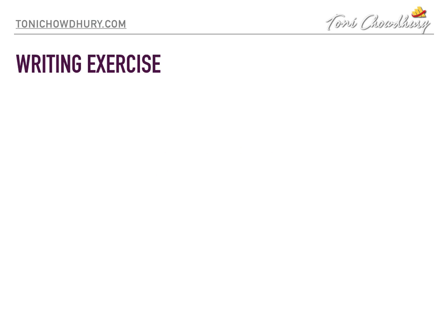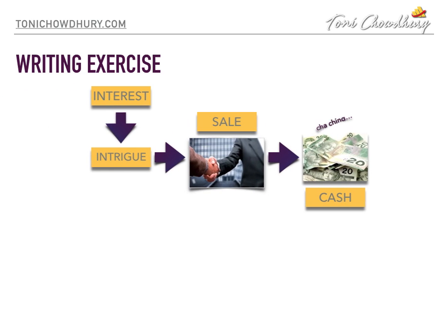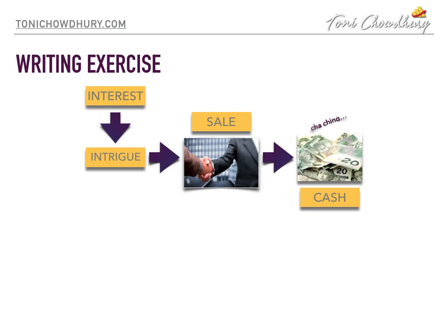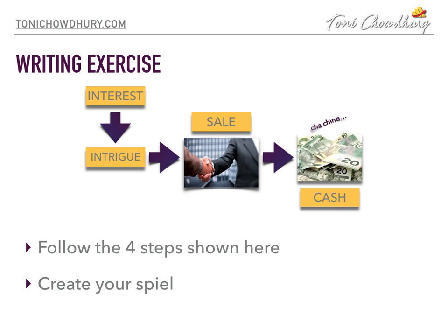So now let's go to the writing exercise. At this point, if you still don't have your paper and pen, please go find yourself some and come back to this. Now, remember this model, right? You go from interest to intrigue to the sale and then to cash. So you have to keep this in mind when you're actually writing your elevator pitch. Follow the 4 steps shown here. Go step by step, creating one sentence per phase, and then create your spiel according to that.